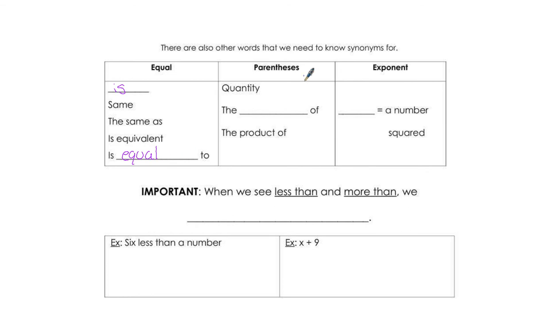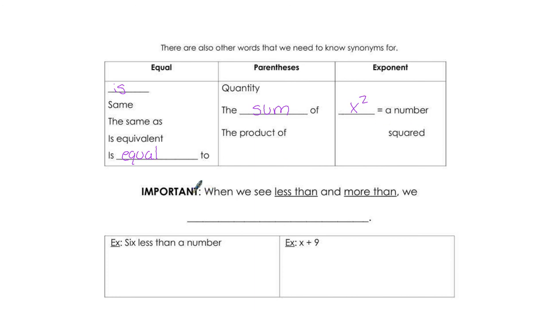Then we have parentheses. So this means that we have to put parentheses around the numbers that we're talking about. So quantity, the sum of, the product of. So if we have 4 times the sum of 3 plus 7, that's saying we have to do 3 plus 7 and then multiply that by 4. Then we have the exponent, so x squared equals a number squared.